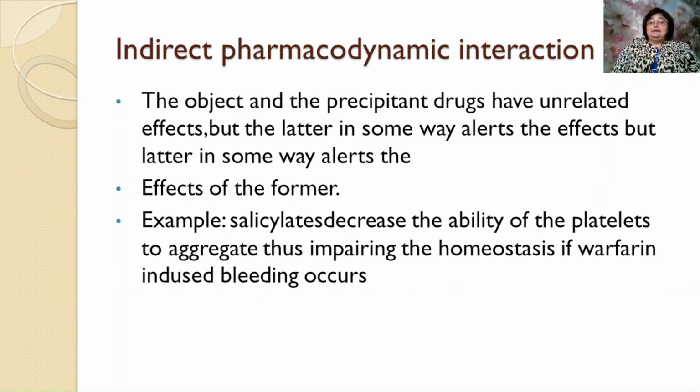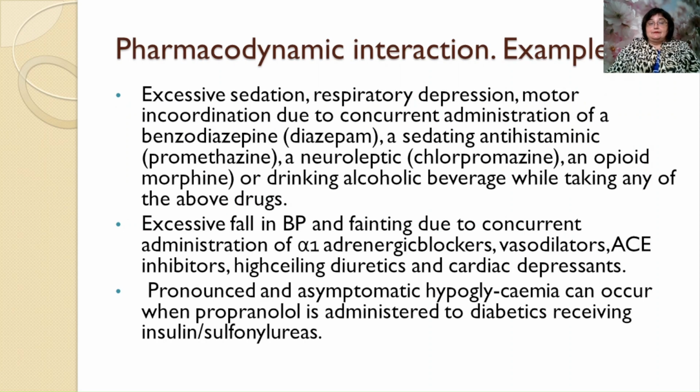Indirect pharmacodynamic interaction: the object and the precipitant drugs have unrelated effects, but the latter in some way alters the effects of the former. Example: salicylates decrease the ability of the platelets to aggregate, thus impairing hemostasis. If given with warfarin, bleeding occurs.